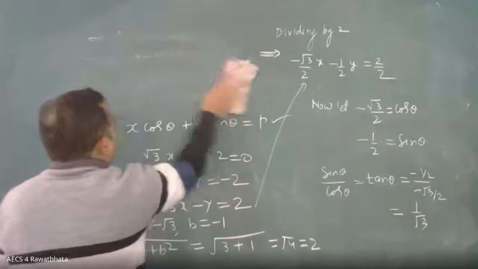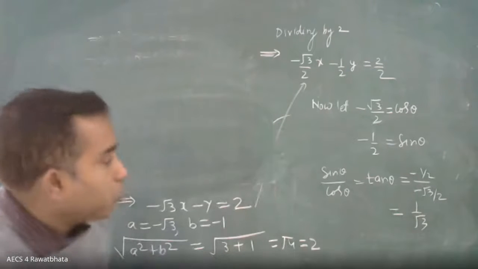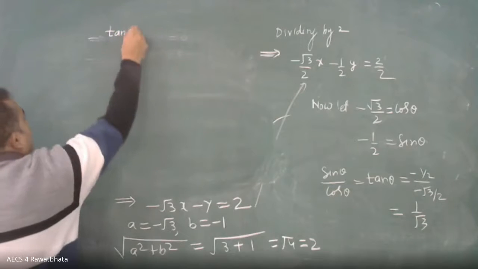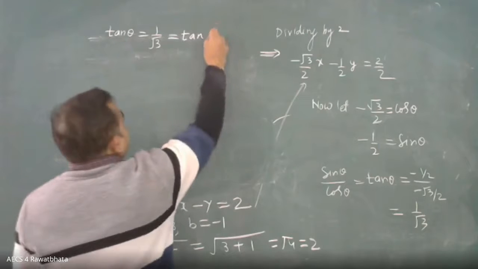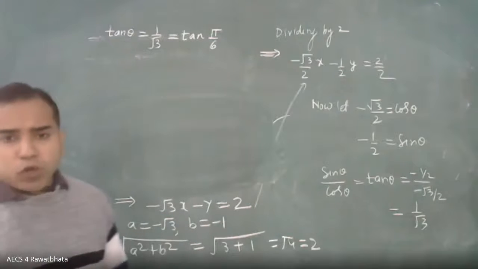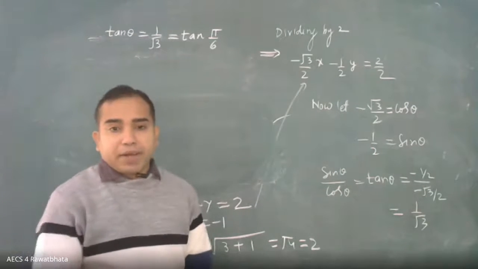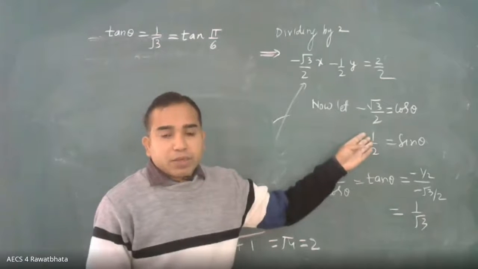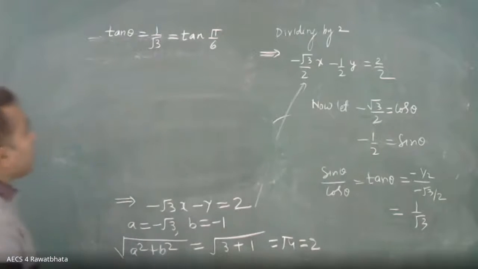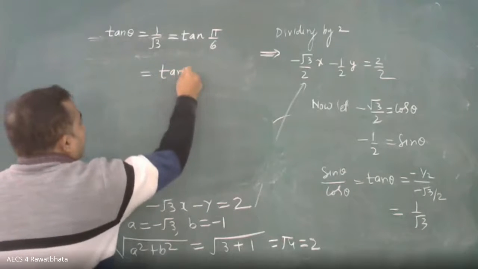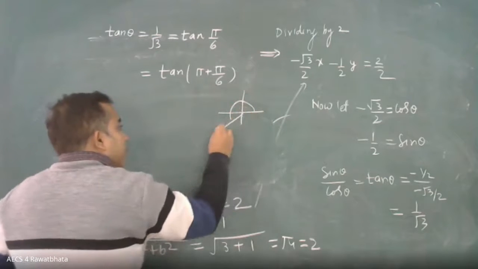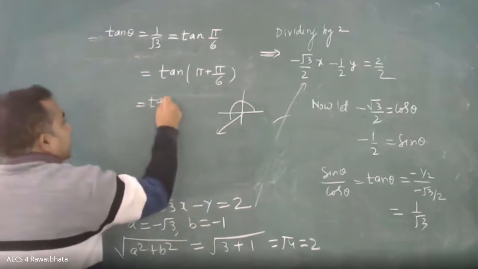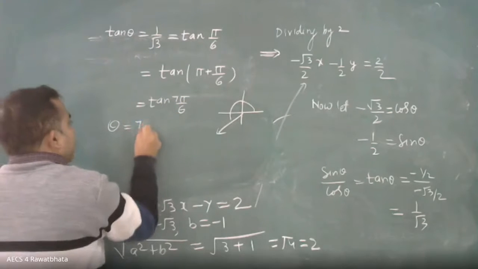Now proceed. I have tan theta is equal to 1 upon root 3, and 1 upon root 3 is tan of pi by 6, 30 degree. But I will not conclude that theta is equal to pi by 6, because pi by 6 will go in first quadrant and it will create conflicts with the given two equations. What I am going to do is use pi plus pi by 6. Tan of pi plus pi by 6 is the same as tan pi by 6, and now it will reach the third quadrant. It is 7 pi by 6. So here theta is 7 pi by 6, almost done.